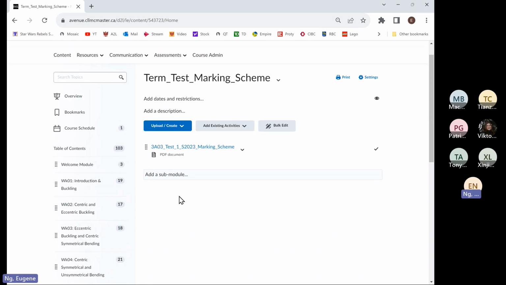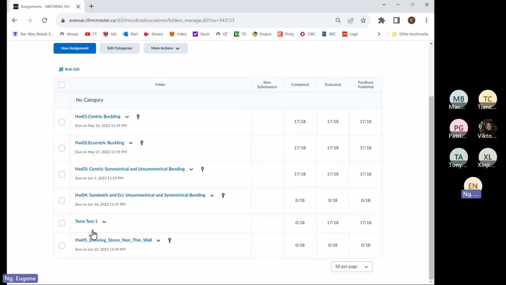Can you all look at your graded term test? Do you all have any problem? Anyone have a problem? Are you okay? You all know where to find it? If not, it's under assessment. You go to assignment and you go to term test. When you click here, you can look at the remark of your term test and compare to the marking scheme.